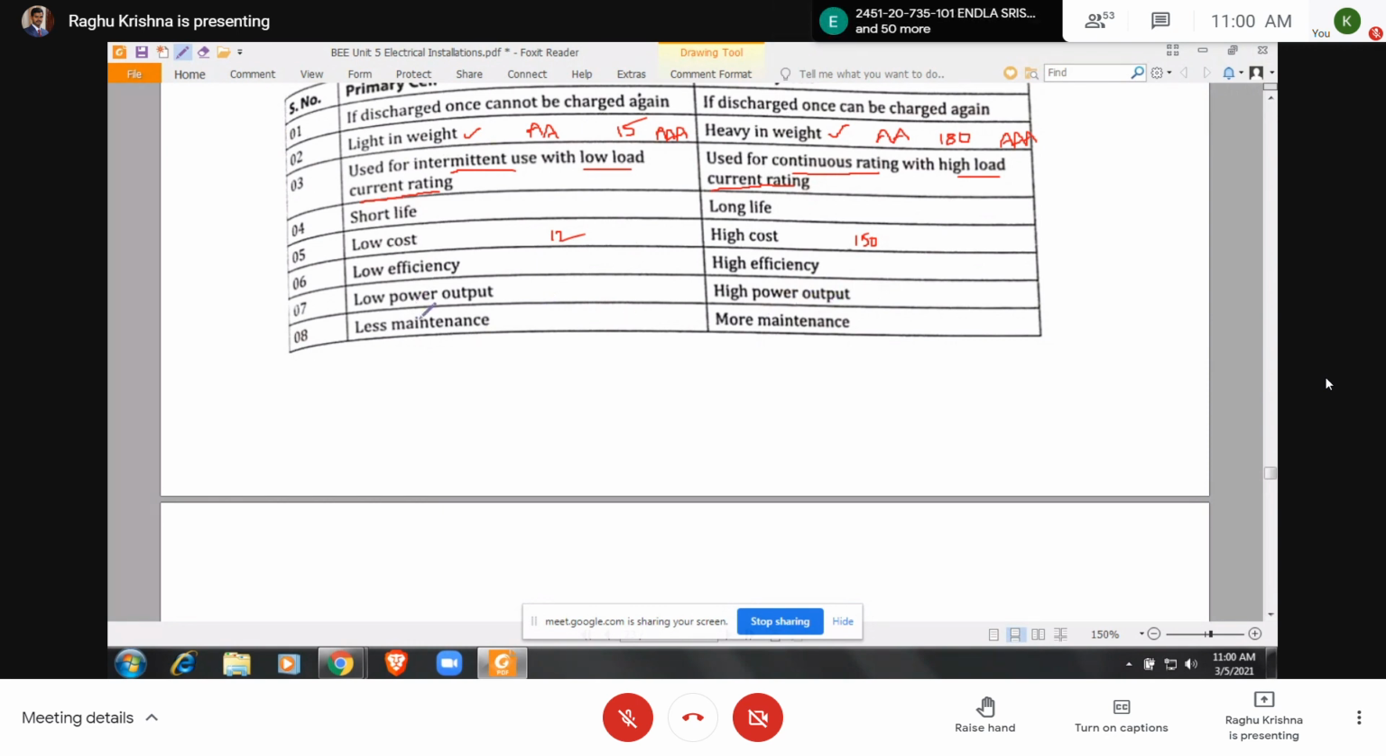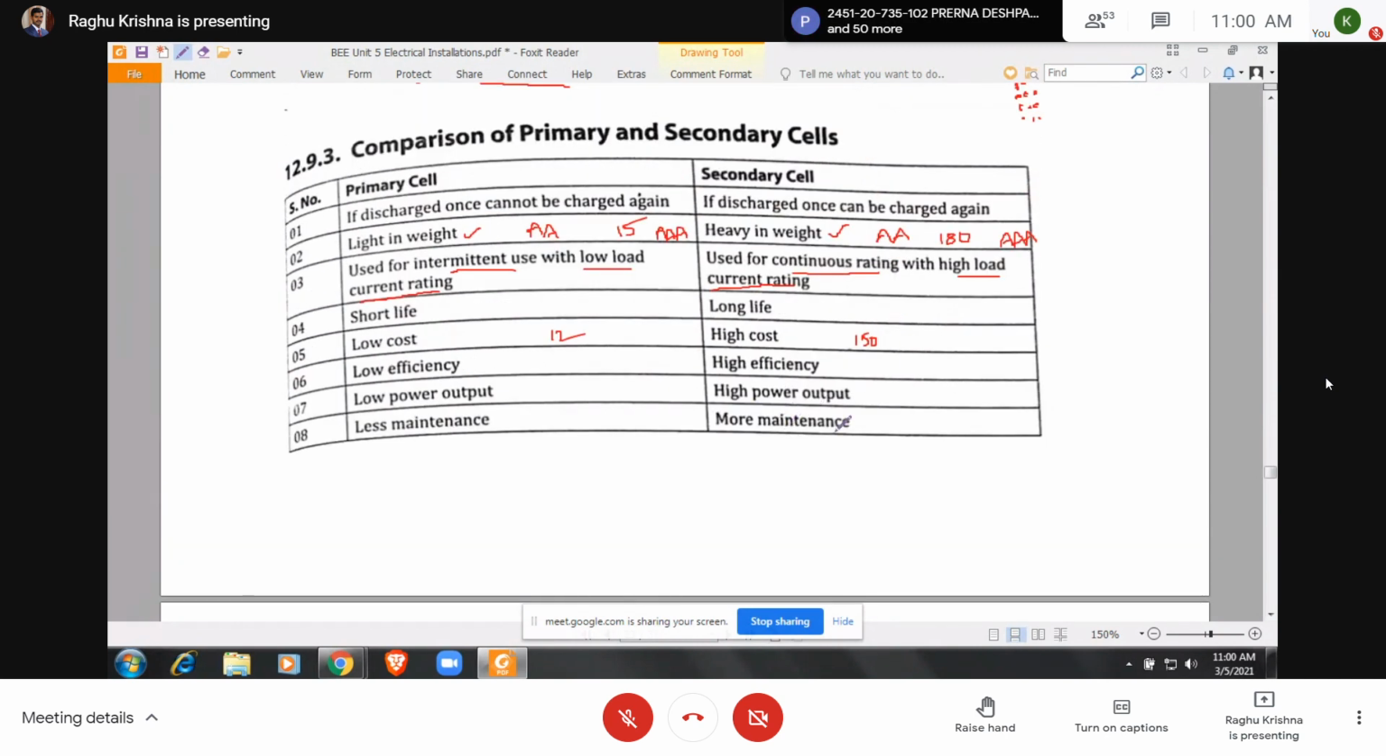Coming to this one, less maintenance. And coming to this one, more maintenance, because we have to charge the battery.